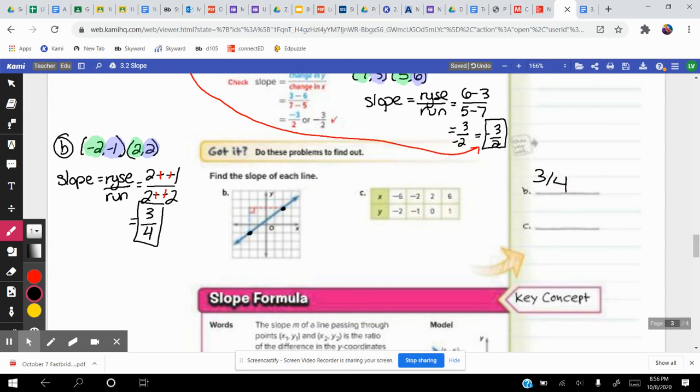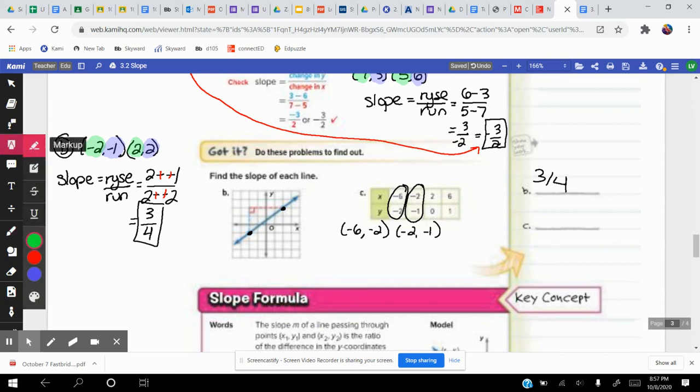For letter C, we're going to find the slope of each line by choosing two different points. So I'm going to start with negative 6, negative 2. And I'll go with negative 2, negative 1. Again, just like we had learned in the example problem before, it doesn't matter which 2 points you choose, just as long as they are in this table. Okay, so my x values are negative 6 and negative 2. My y values are negative 2 and negative 1.